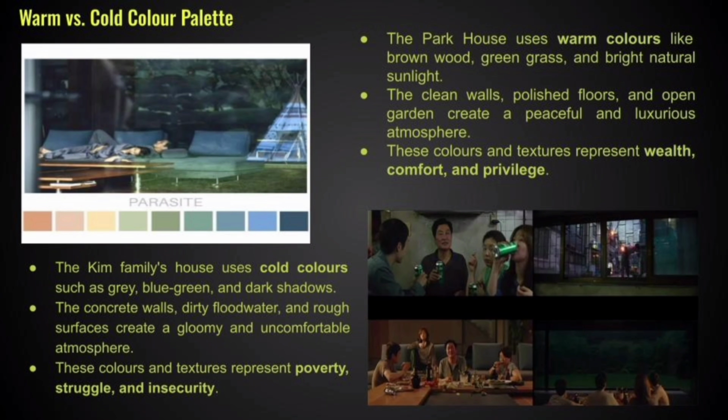Here we can clearly see the contrast between warm and cold colors. The Park family's house uses warm colors, natural sunlight, and clean surfaces. This creates a peaceful and luxurious atmosphere representing wealth, comfort, and privilege. In contrast, the Kim family's house uses cold colors, dark shadows, and rough structure. This creates a gloomy feeling and reflects poverty, struggle, and insecurity. Through this color contrast, Bong Joon-ho visually separates the lives of the rich and the poor.